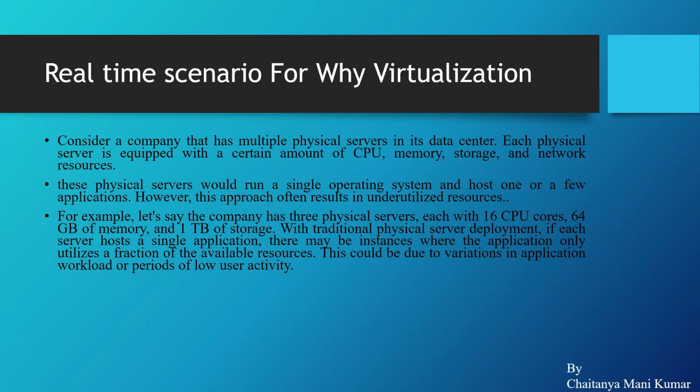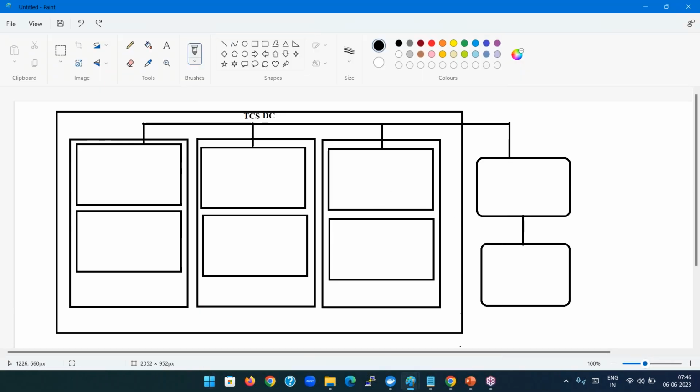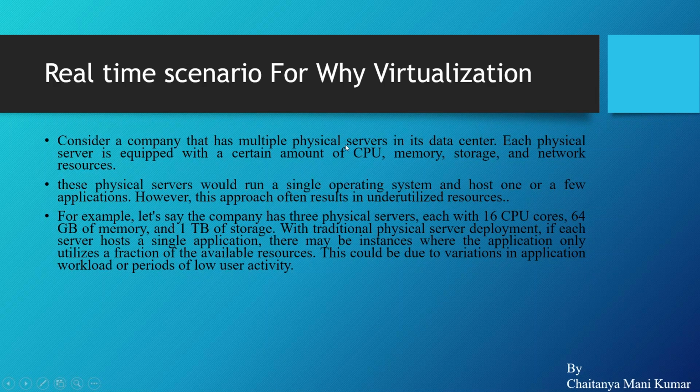So let us take a scenario for this virtualization, and then you will have a clear-cut understanding. What is the real-time scenario here? Consider a company that has multiple servers in the data center. As per the diagram, we have multiple physical servers inside the data center, and each physical server is equipped with a certain amount of CPU, memory, storage, and network. So you know that every server will have its own CPU, its own RAM, its storage capacity, and its networking capacity.